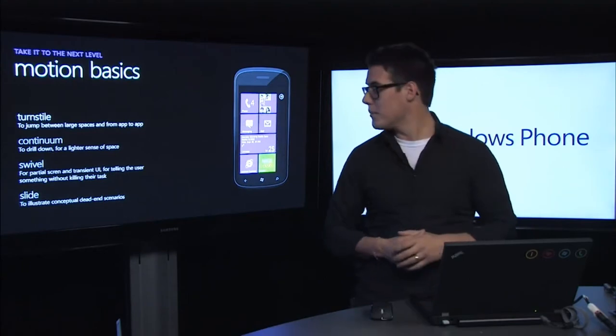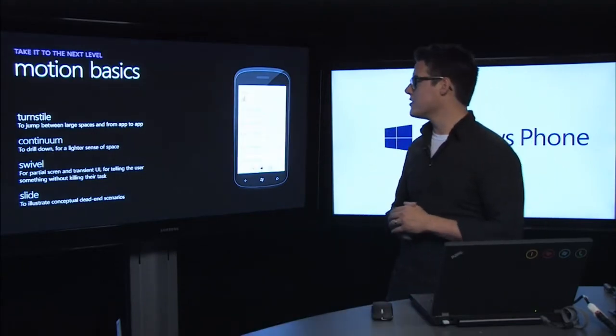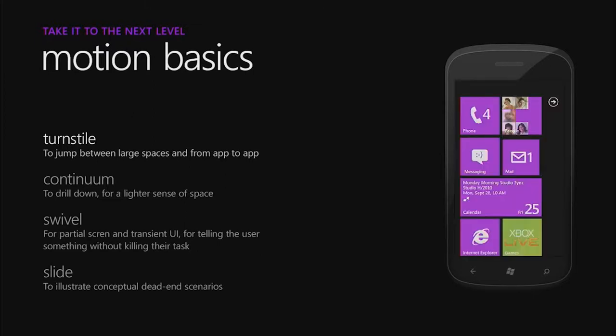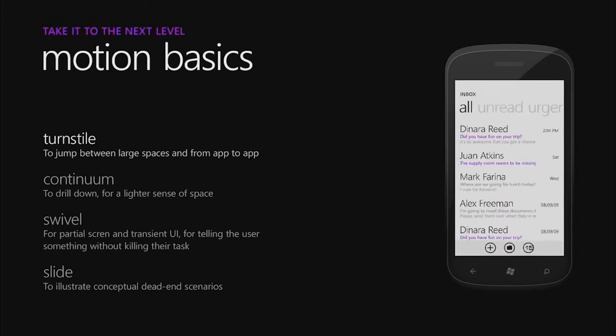Next, here's a couple of the motion basics that we use on the phone, we provide in toolkits, and that you can use. So this is old samples, but it's been the exact same since Windows Phone 7. This is the first one, called a turnstile. And turnstile is basically when the items pivot based on the edge of the screen and loop to the next item.